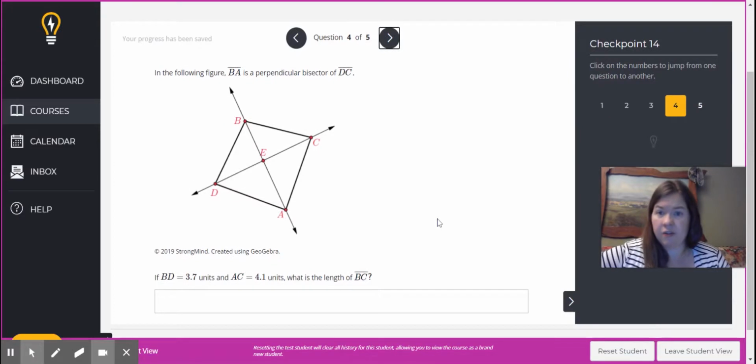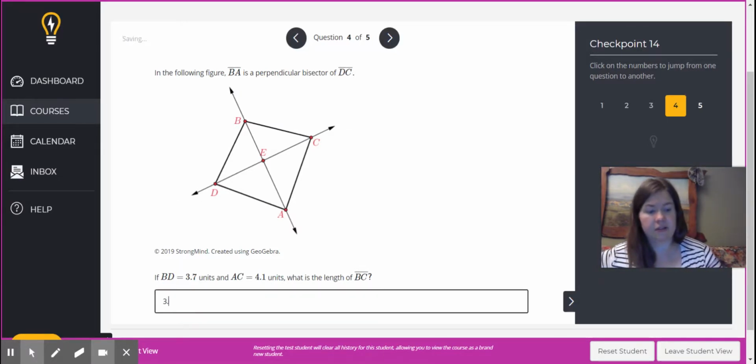Then in the following figure, BA is the perpendicular bisector. So here BA is the perpendicular bisector of CD. And if BD is 3.7 and AC is 4.1, how long is BC? So let's see, BD and BC would have to go with each other because BA is the perpendicular bisector of CD. So it'd have to be 3.7.